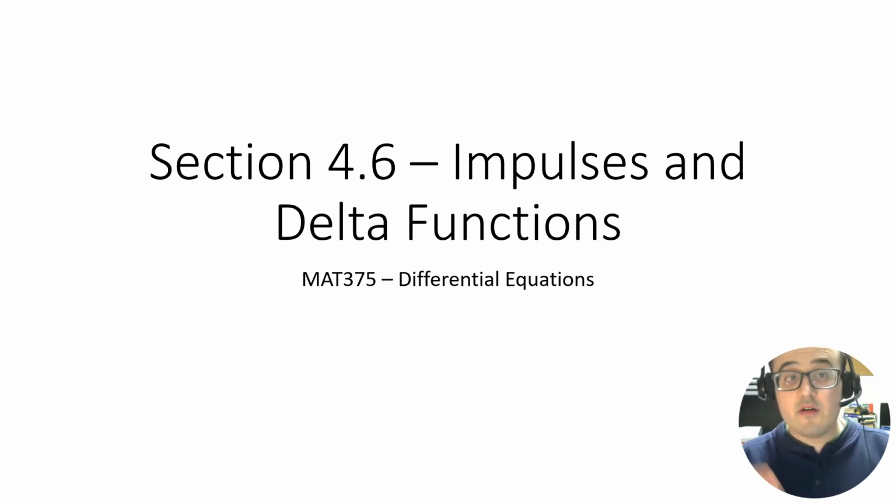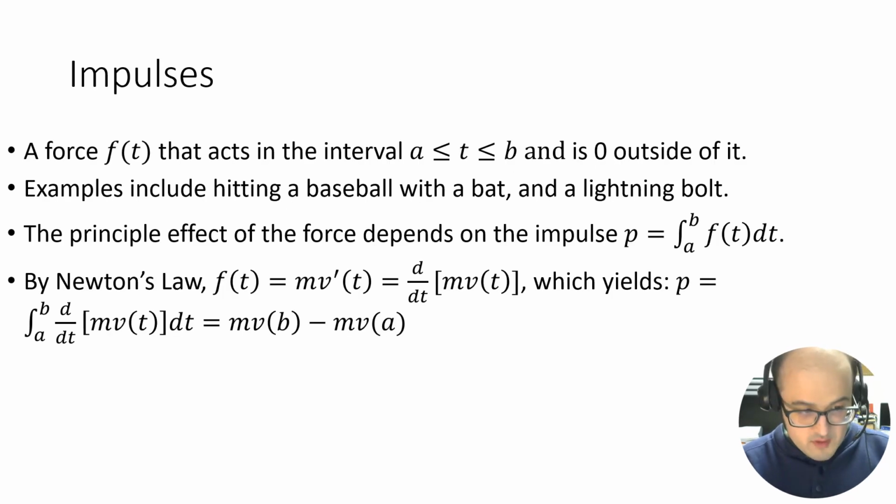Hello class, and welcome to our next section, the last one for Unit 4, Section 4.6, Impulses and Delta Functions. So an impulse is a force f of t that acts in the interval from a to b, and the value of that function is zero outside of that interval. Examples include hitting a baseball with a bat and a lightning bolt.